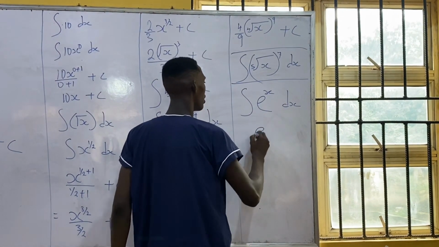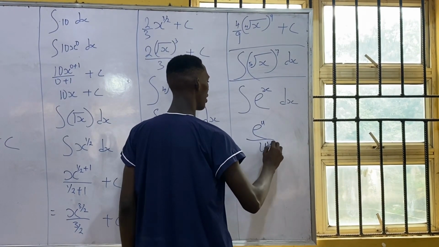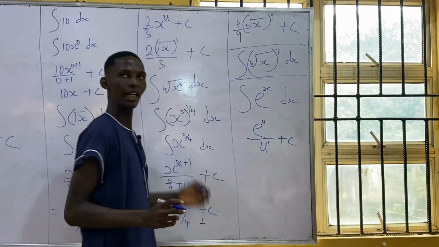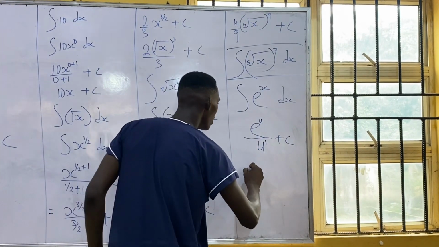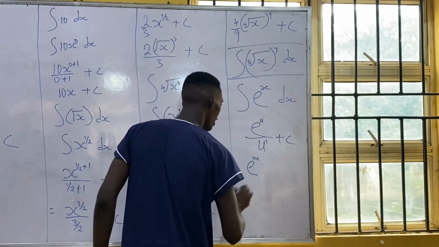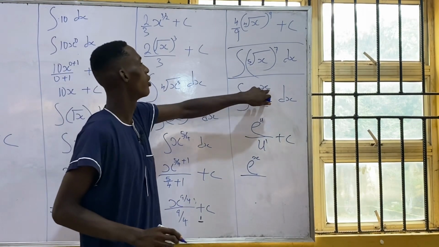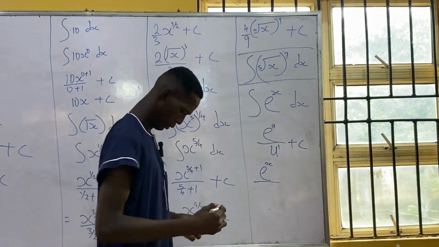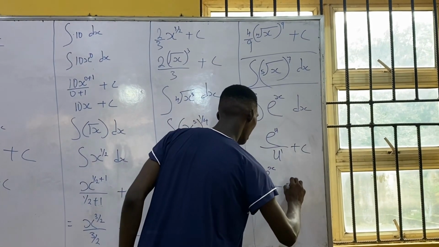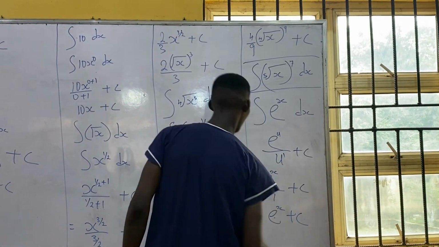This will be e to the power of u over u derivative plus c. Now, e to the power of u is the normal expression, so let's write it. This will be e to the power of x over du dx of our x here. So if you find the derivative of the power here, what will it give us? It will give us 1. Then you add our constant. Therefore, it will be e to the power of x plus c.